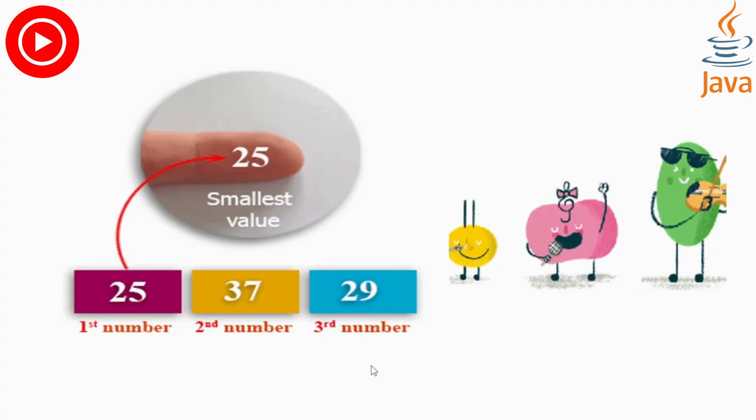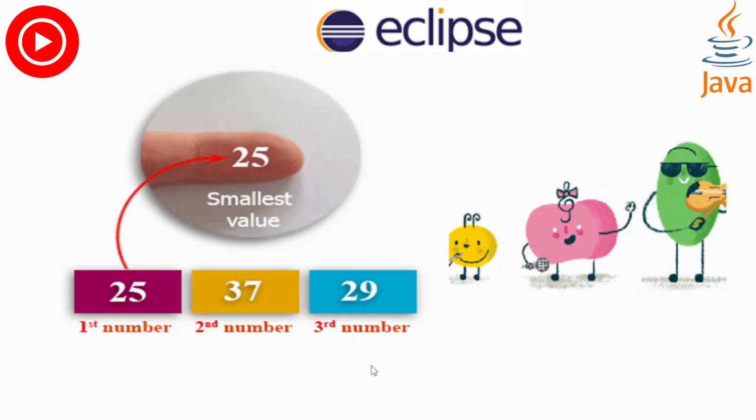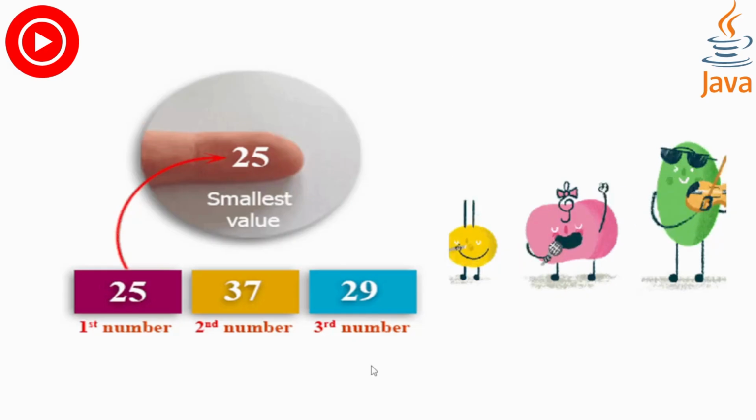Today we are writing a simple Java program to find the smallest of three numbers using Eclipse. We will also cover why this is useful and walk through the logic step by step.